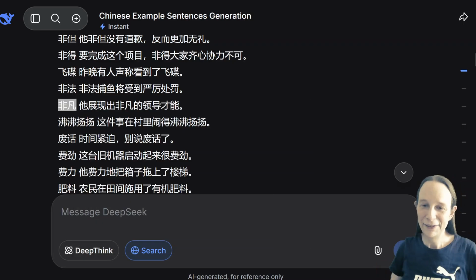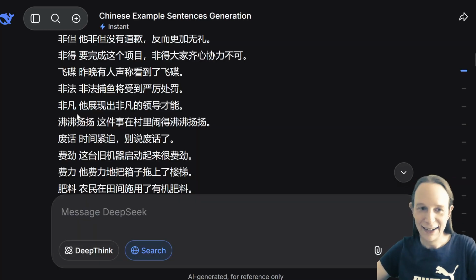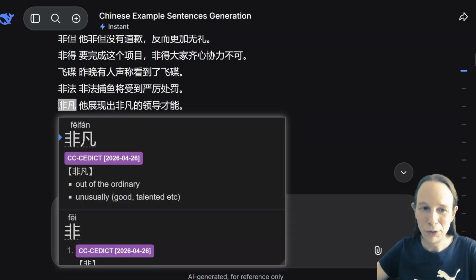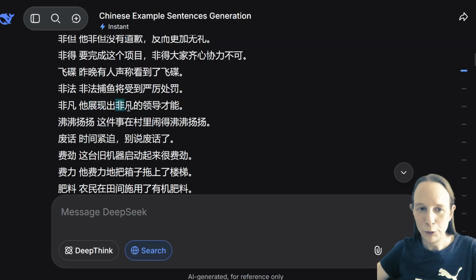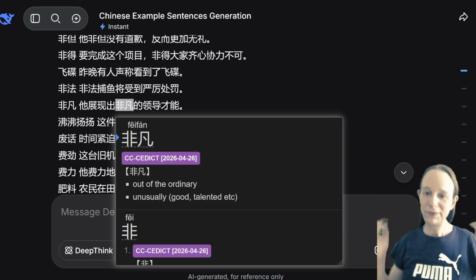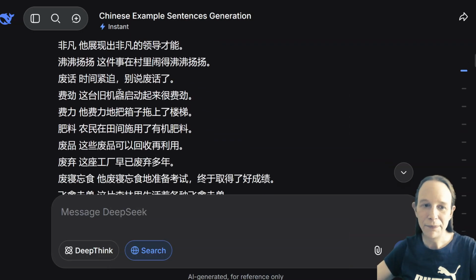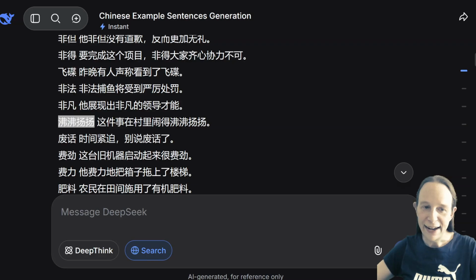非凡 meaning like extraordinary. 凡 is ordinary. So 非凡 is unordinary or extraordinary. Out of the ordinary. 展现出非凡的领导才能. Yeah, this is a positive one though. So it's extraordinary in a good way, not necessarily in a bad way. All right. 沸沸扬扬.